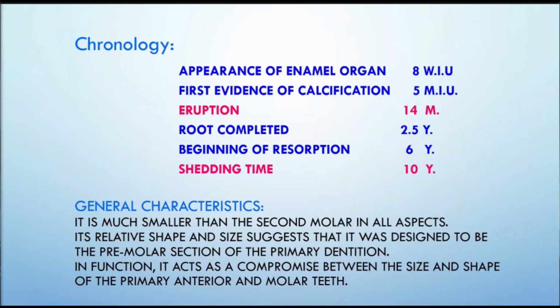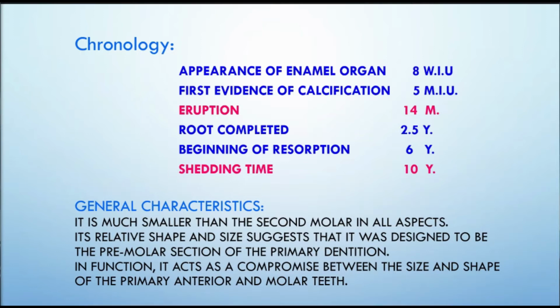So after 10 weeks of intrauterine life, there will be appearance of the tooth organ. Evidence of calcification, 5 months of intrauterine life. Eruption is at the age of 14 months after 1 year. The first tooth in the deciduous dentition starts to erupt at the age of 6 months.